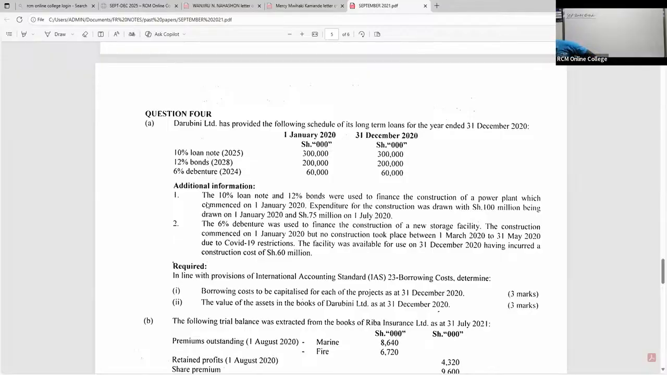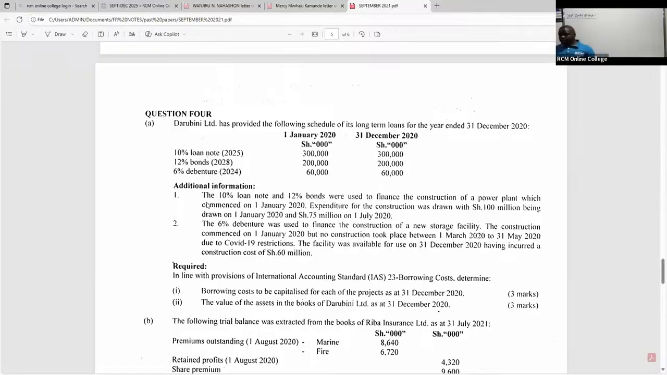Number 2, the 6% debenture was used to finance the construction of a new storage facility. The construction commenced on 1st of January 2020, but no construction took place between 1st of March 2020 and 31st of May 2020 due to COVID-19 restrictions. The facility was available for use on 31st of December 2020, having incurred a construction cost of, in this case, how much?